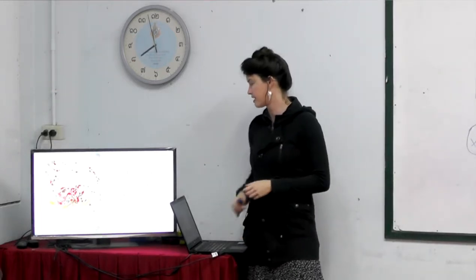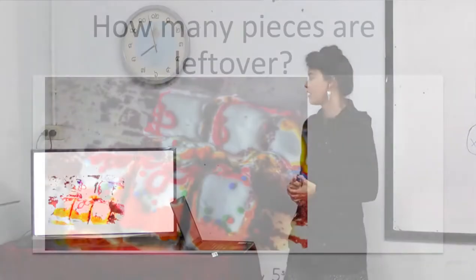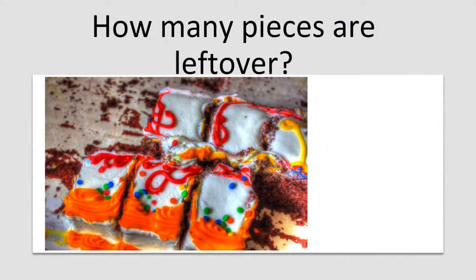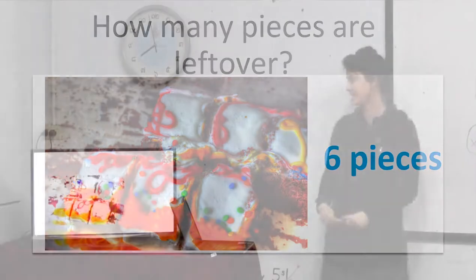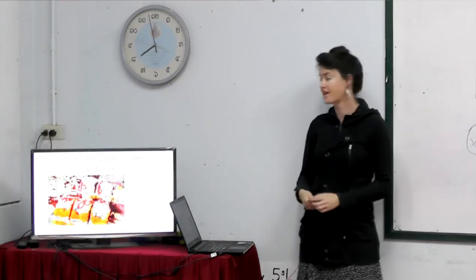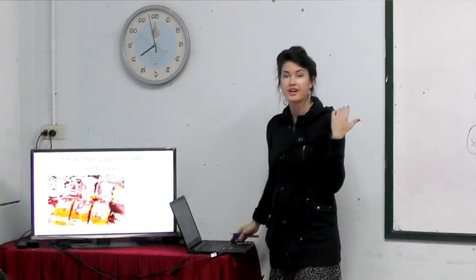What about with this cake? How many pieces are left over? 6. Yeah, we have 1, 2, 3, 4, 5, 6 pieces of cake. Yeah, 6 pieces of cake that did not get eaten. So there's 6 pieces that are left over or they're extra.